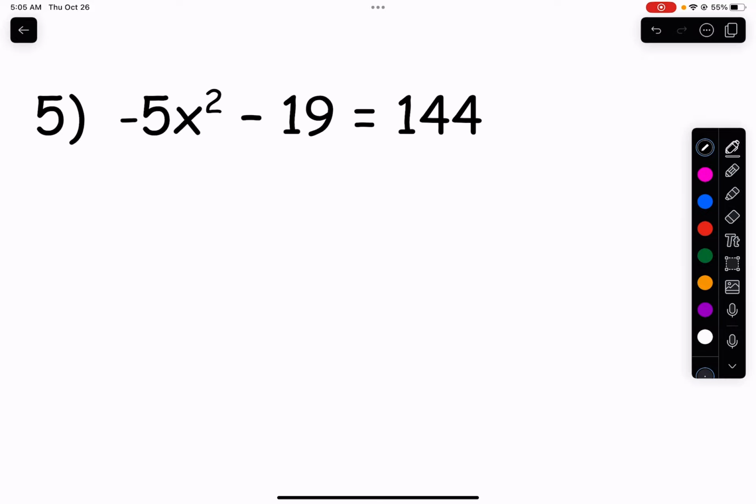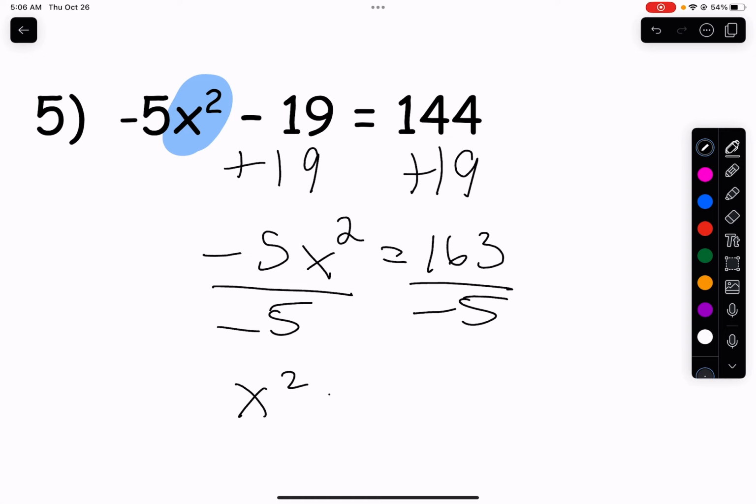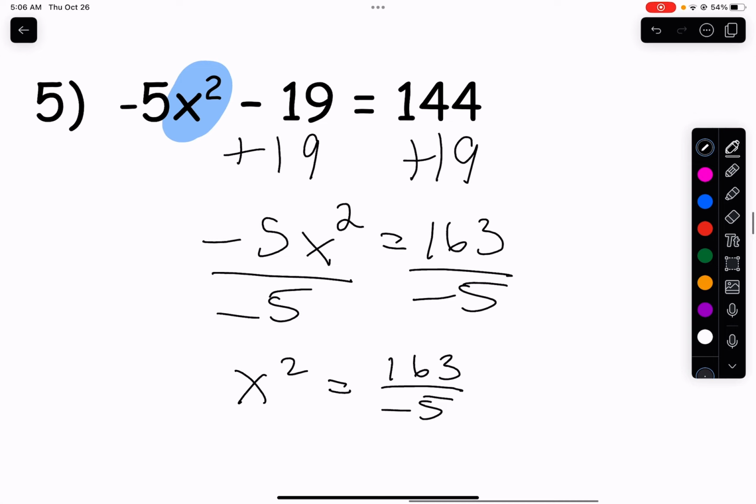So let's give this one a shot. Again, we have to first isolate the x squared. So we're going to add 19 to both sides. And I get that negative 5x squared is equal to 163. Divide both sides by negative 5, and I get that x squared is equal to 163 divided by negative 5. Now, here's the deal.